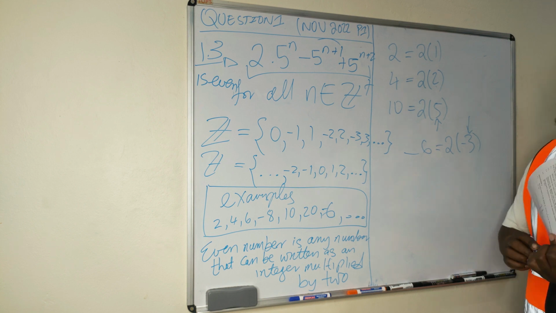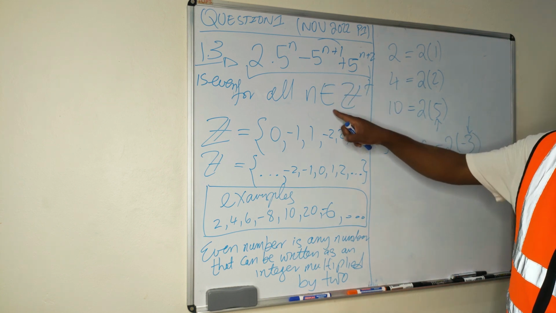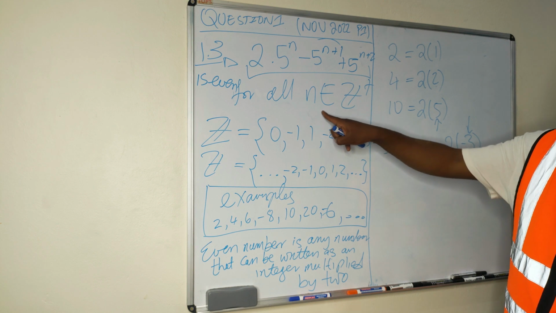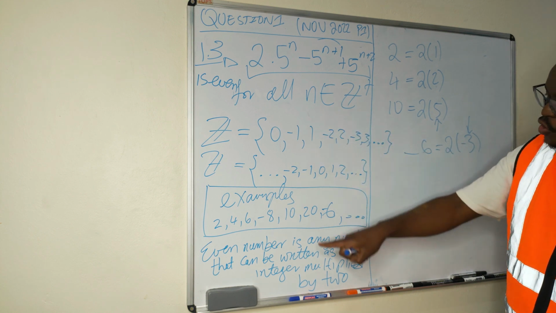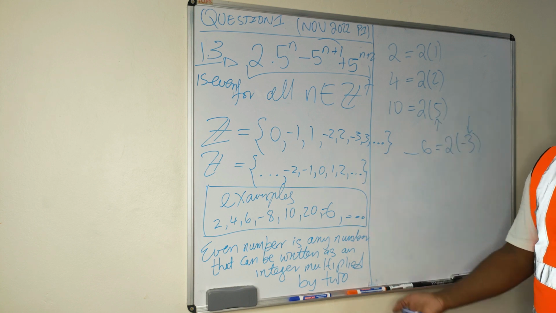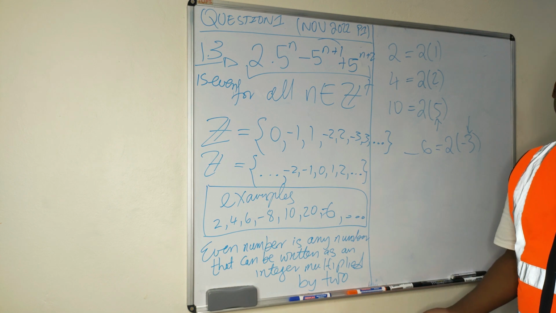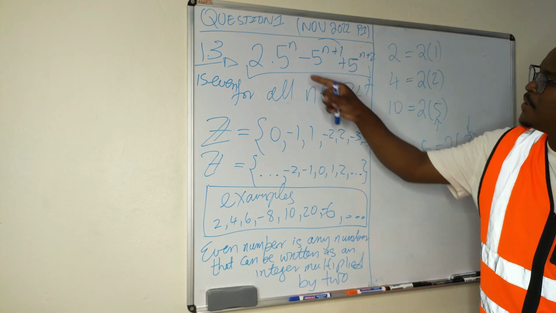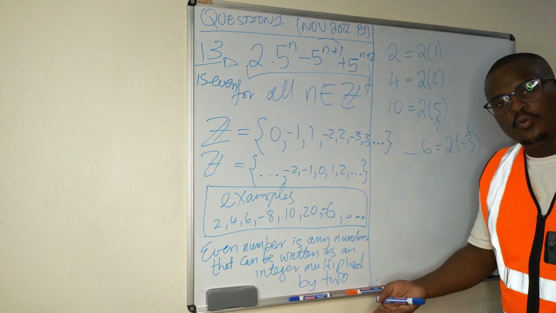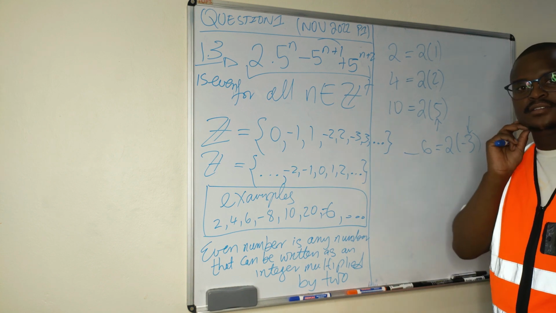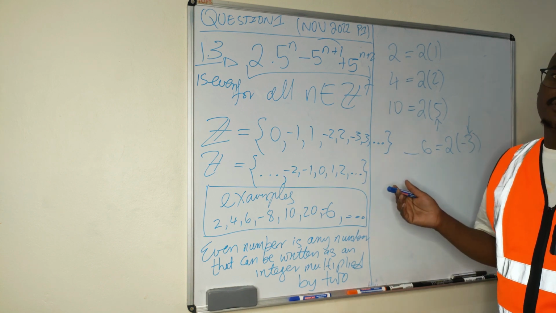So now, if you want to show that this thing is even for all positive integers of n, then you must show that it can be written as 2 times an integer. That's what you need to do. You must show that this thing can be written as an integer times 2, then it is even. That's what you should be aiming for. Let's do that.